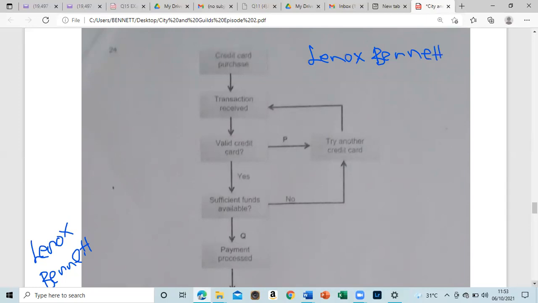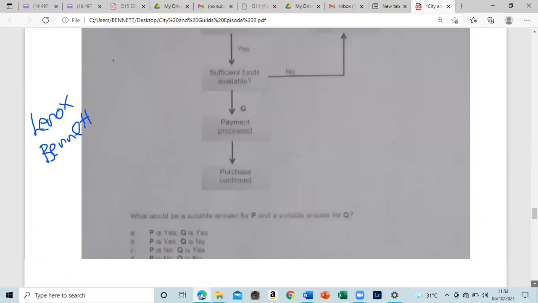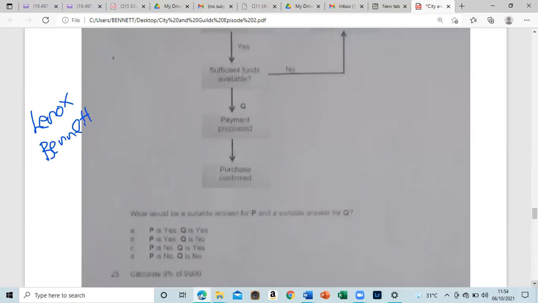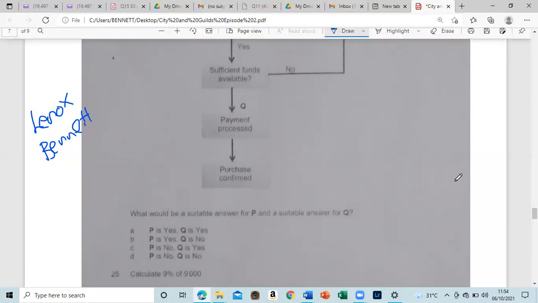Alright, so credit card, then give back an instruction. Let's see what the question says first. I don't want to spend too much time. What would be a suitable answer for P and Q? What would be a suitable answer for P and a suitable answer for Q?